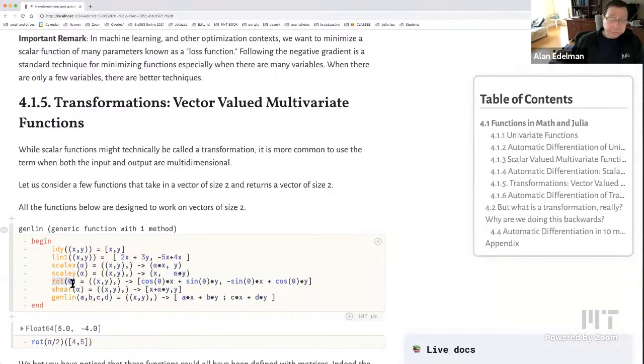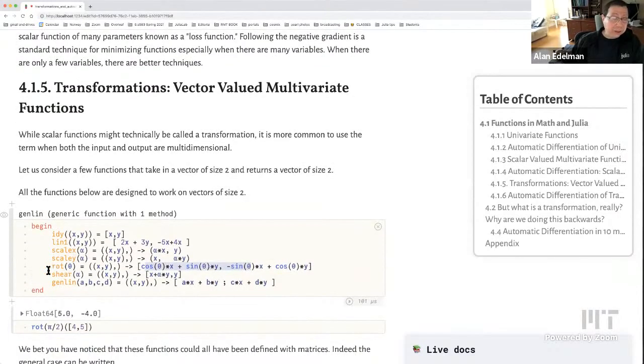And then this is called a rotation. It takes xy and rotates it by theta degrees. All right, this is the format. This is the shear, which also has a parameter alpha. Alpha is sort of the strength of the shearing. And then this is the general linear transformation where I just have any coefficients ax, by, cx, and dy here.